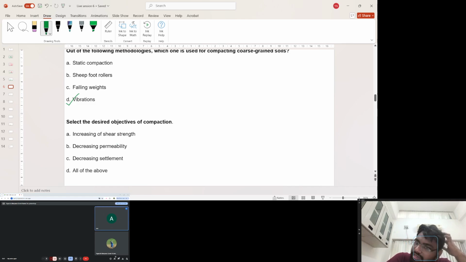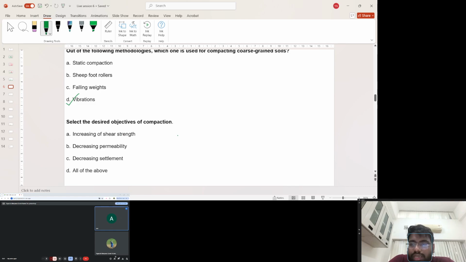Select the desired objectives of compaction. Increasing shear strength, decreasing permeability, decreasing settlement, all of the above. D, sir. All of the above.